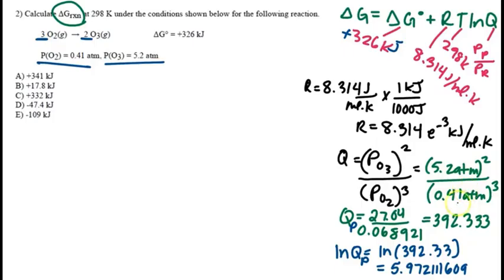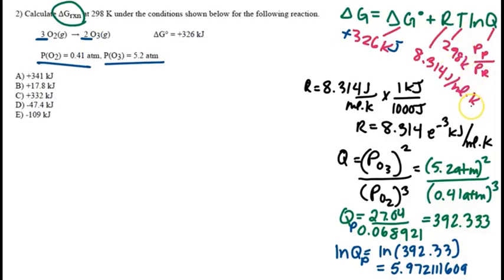Now we're going to plug in our values that are given. So we have 5.2 atmospheres as the partial pressure of O3. We're going to raise that to a power of 2. We're going to divide that by 0.41 atmosphere, which is the partial pressure of O2, and we're going to raise that to a power of 3. Next, our Q of pressure is going to equal 27.04 divided by 0.068921. When I divide these two numbers, I get 392.333. Okay, folks?